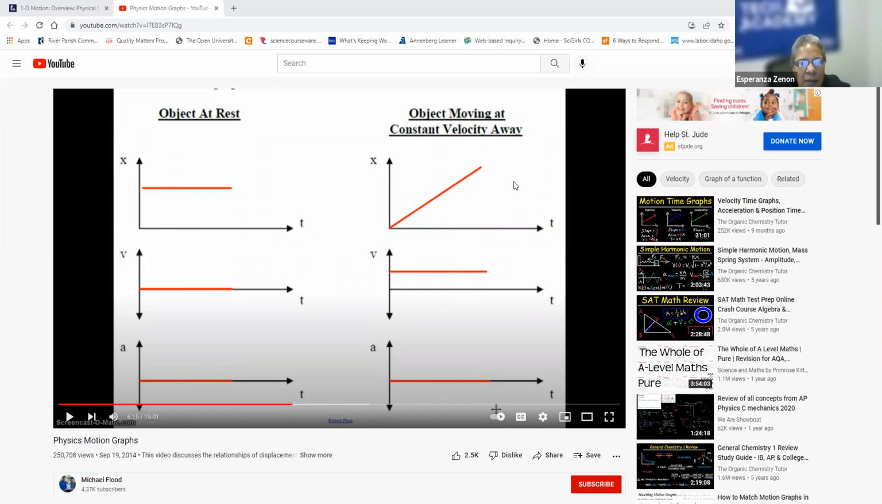So I'll ask once again, for an object that's moving at a constant velocity away, that term away is important, because remember, we always have to have a reference frame, or where we're starting from. That means the object is moving in the positive direction, moving away from its starting point. Okay, so its distance is getting more positive. All right, does this second set of graphs make sense to you? Yes, ma'am. All right, that's what I want to hear. Okay, let's look at the next group.